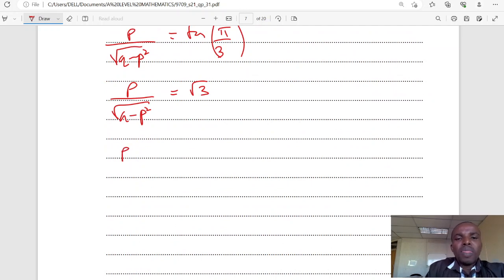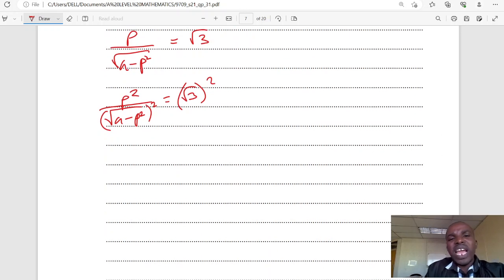To remove the square root, I can just square everything. So it will be P squared over root of Q minus P squared, then squared, is equal to root 3, then squared. So I can just square everything in this case. So it will be P squared over Q minus P squared, is equal to root 3 squared. Root 3 times root 3 is 3.